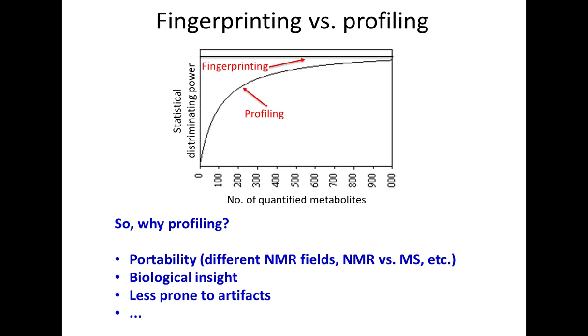Whereas profiling, of course, depends. If you use the metabolites that you get from profiling as a tool to discriminate groups, then you need to have many metabolites. Now, this goes up to 1,000, but it doesn't need to be so high. But you need many metabolites in order to get asymptotically to the same amount of information that is naturally contained in fingerprinting. So our first question was, why profiling?